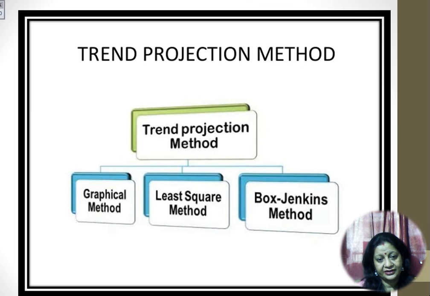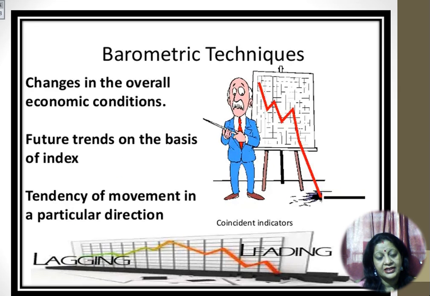Trend projection method, graphical method, least square method, Box-Jenkins method. Barometric technique. Changes in the overall economic conditions, future trends on the basis of index, tendency of movement in a particular direction. So this is also a type of demand forecasting method by which you can easily depict whether you are going to launch the product according to the changing economic conditions or not, whether it is profitable for you or not.